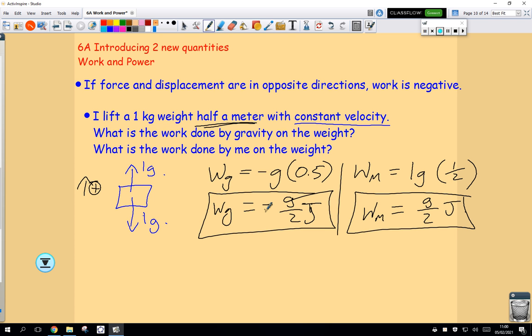Okay, so work and power: learn off the definitions, practice a few questions. We're moving into chapter 6 now of our textbook, so keep practicing. In our next class I'll look at applying some angles in there and thinking about how they work.